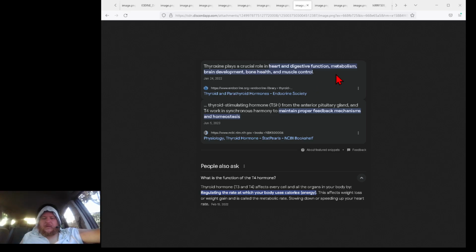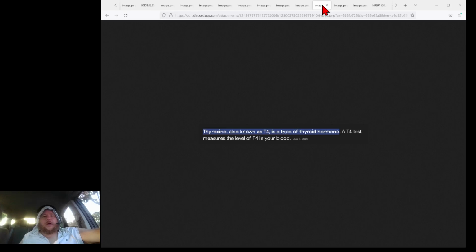So there you go, you've got metabolism. And here you can see the regulation. These hormones are directly related to regulating how your body burns calories. So, confirmed. We have confirmed officially that metabolism is significantly impacted by fluoride.